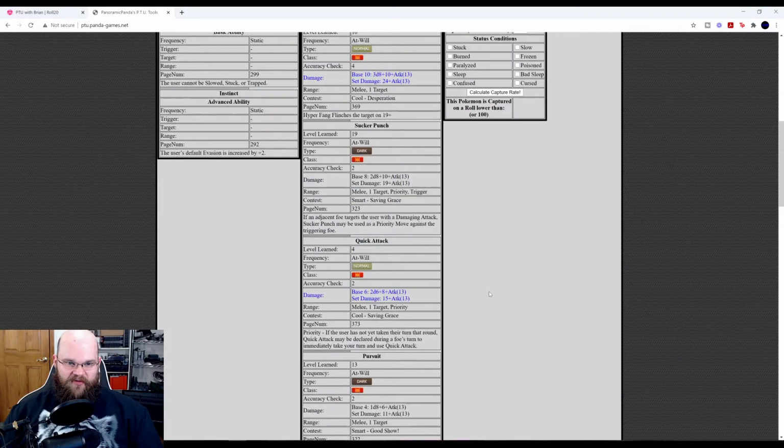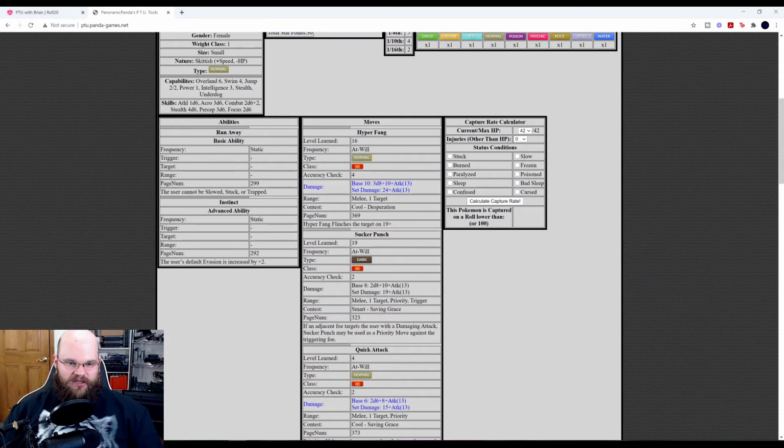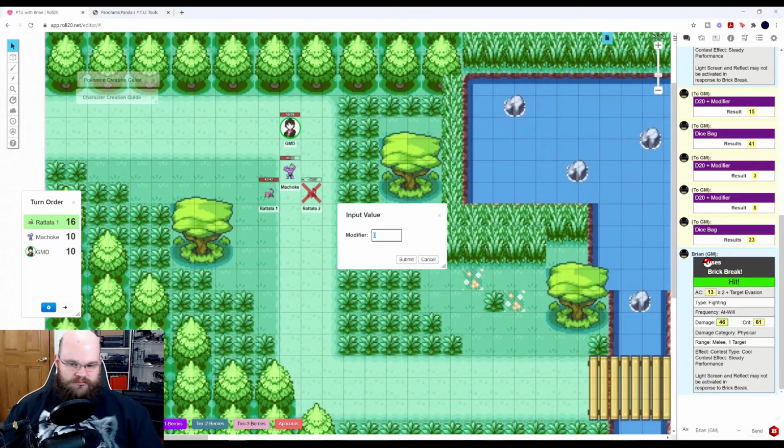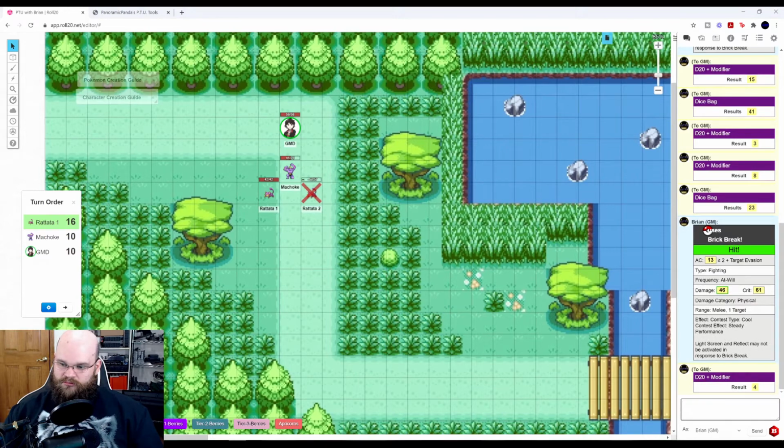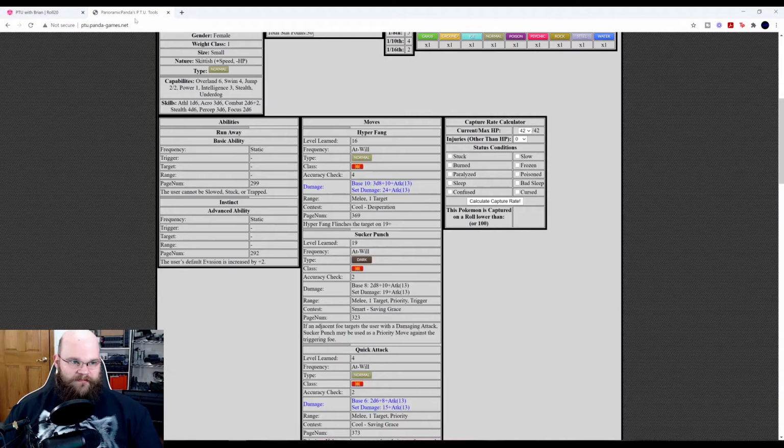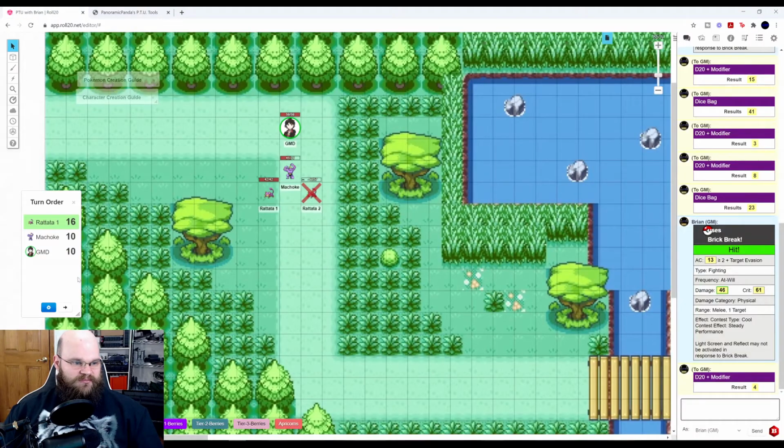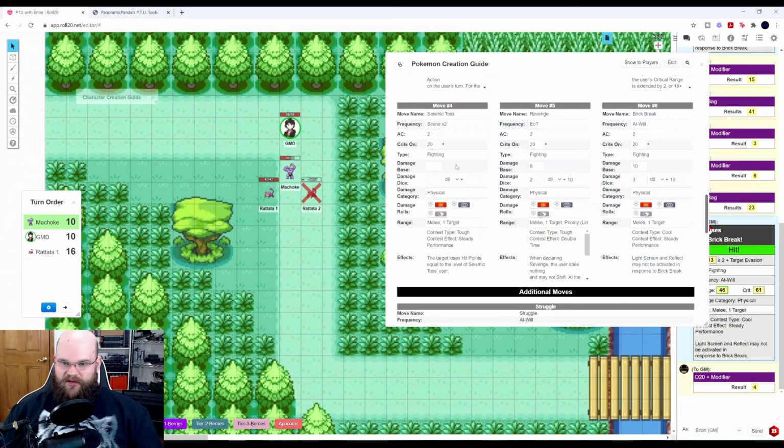So Rattata 1, now we go back here. Now you look at Hyper Fang. Hyper Fang is an at-will, so it will use Hyper Fang again. Oh, a 4. Hyper Fang's base accuracy is 4. Remember, Machoke has a physical evade of 2, so it needed at least a 6, so it fails to hit. Next, we go back to Machoke's turn.